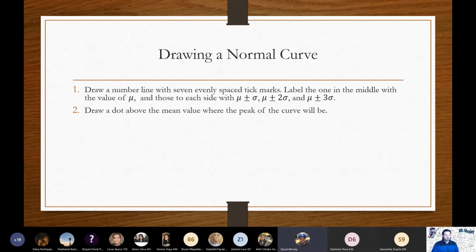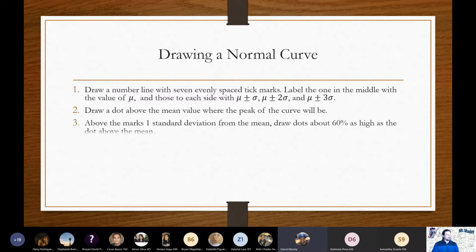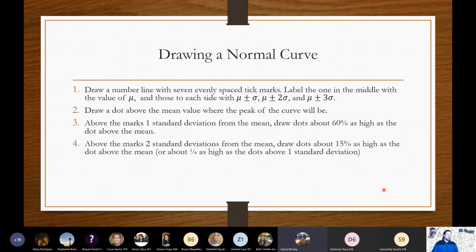Step 2, draw a dot above the mean where the peak of the curve will be. Step 3, above the marks 1 standard deviation from the mean, draw dots about 60% as high as the dot above the mean. Step 4, above the marks 2 standard deviations from the mean, draw dots about 15% as high as the dot above the mean, or about a quarter as high as the dots above 1 standard deviation.